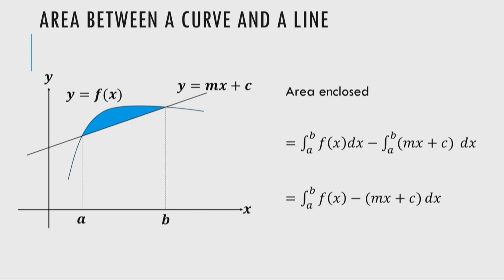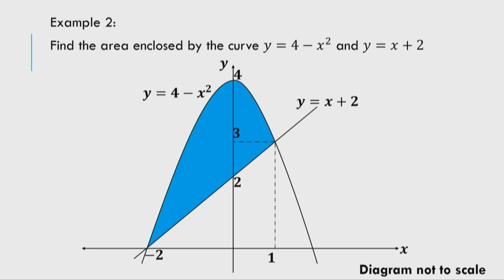Let's apply this rule to example 2. Find the area enclosed by the curve y is equal to 4 minus x squared and the line y is equal to x plus 2. To calculate the area enclosed, it is equal to integration of 4 minus x squared minus x plus 2 with respect to x from limits minus 2 to 1. First, we are going to simplify the function to get integration of 2 minus x minus x squared with respect to x from limits minus 2 to 1.